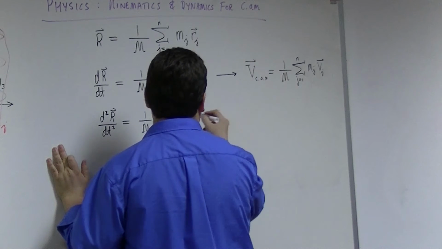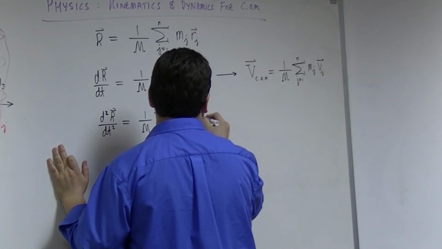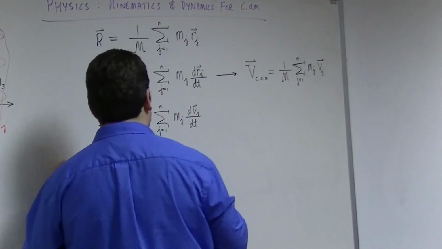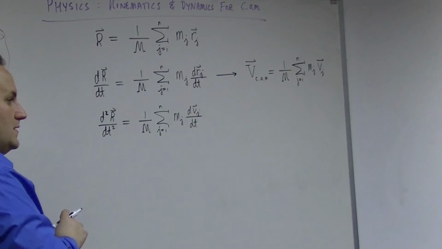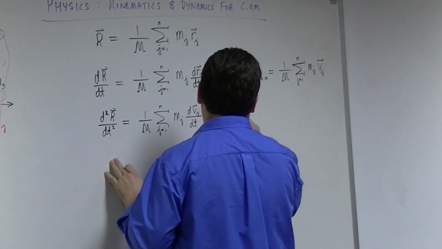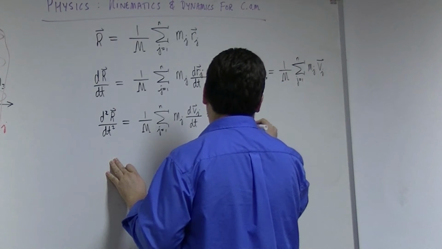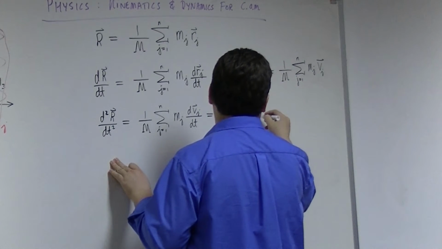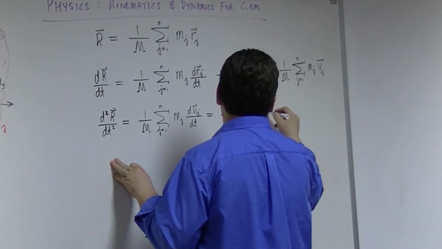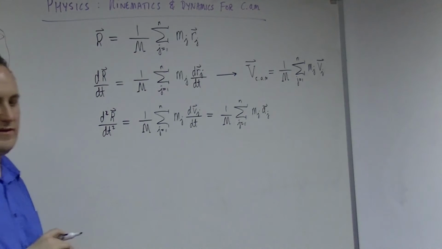Again, assuming the masses are constant. Or if you like, you could say, what is that? That's 1 over m, the sum j equals 1 to n of m sub j, a sub j, right? Where a sub j is the acceleration of the jth particle.